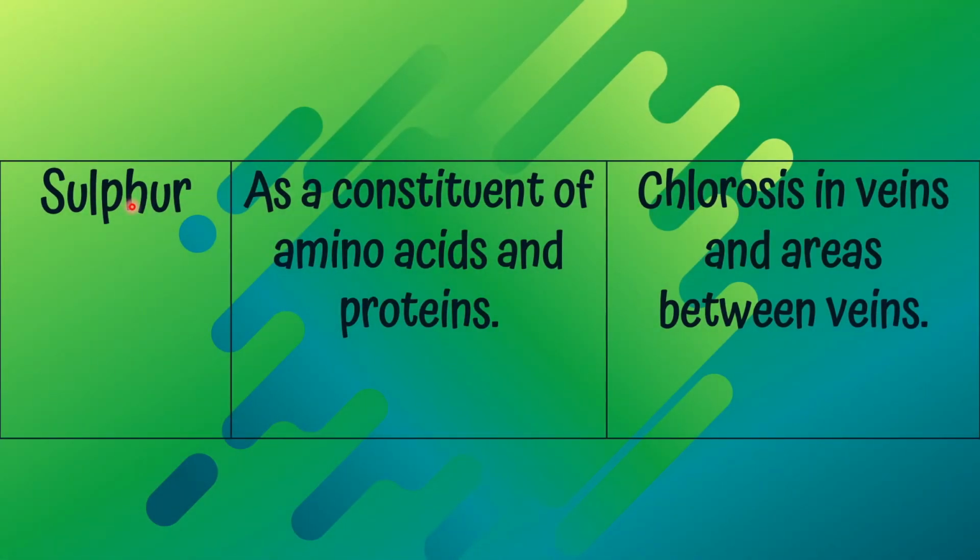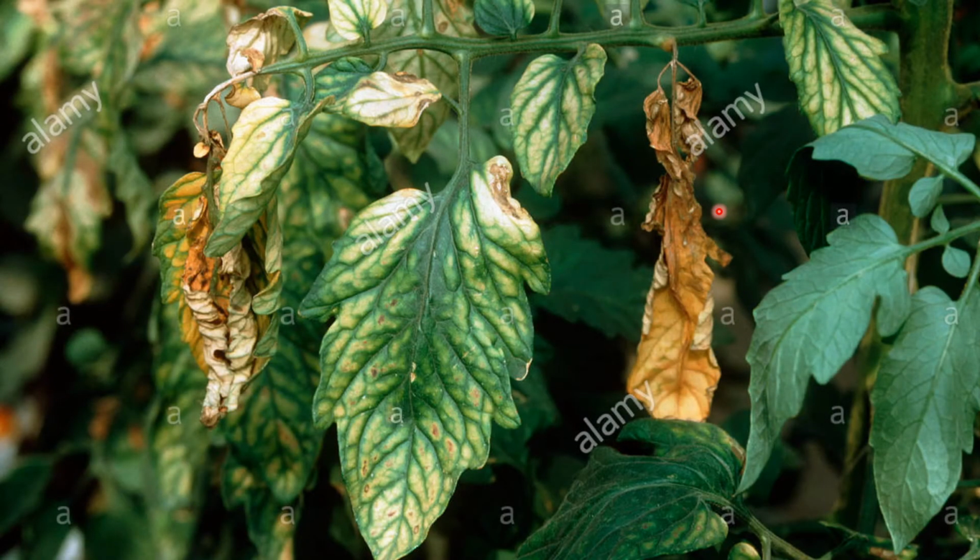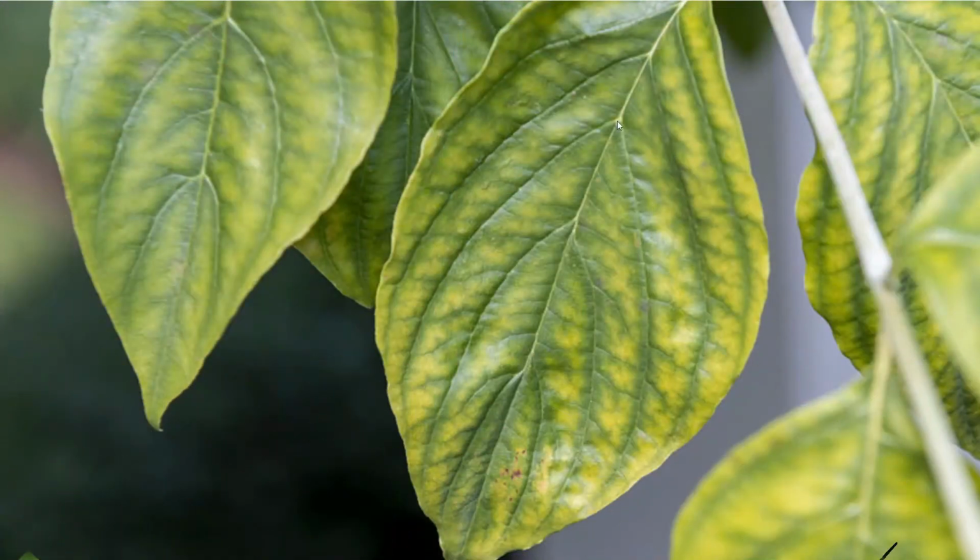Okay, the element is sulfur and the functions are as a constituent of amino acids and proteins. And the deficiency symptom is chlorosis in veins and areas between veins. That means yellowing of veins and areas between veins. Chlorosis means yellowing, like this. Yellowing areas between or near veins, like this. See.